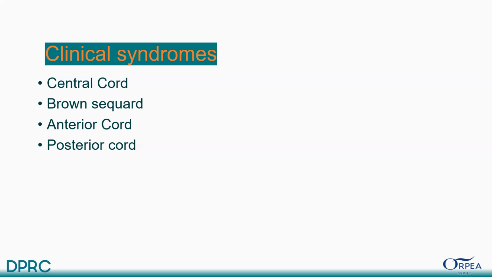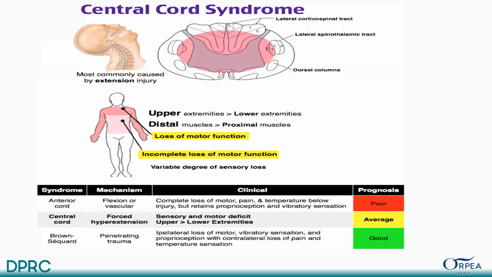Based on the clinical manifestation, spinal cord injury is divided into 4 different syndromes: central cord syndrome, Brown-Sequard syndrome, anterior cord syndrome, and posterior cord syndrome. There are also different segmental level injuries, which we can see in detail later. The first one is central cord syndrome.